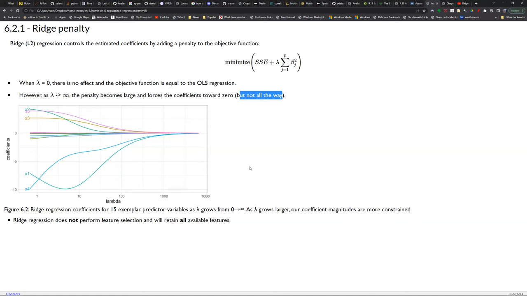The only thing you have to be careful about here is that the ridge penalty doesn't discard predictors, because the coefficients are not going to reach zero. You are going to have all the predictors always, no matter what lambda you choose. Okay, so in fact, it doesn't discard any predictors.